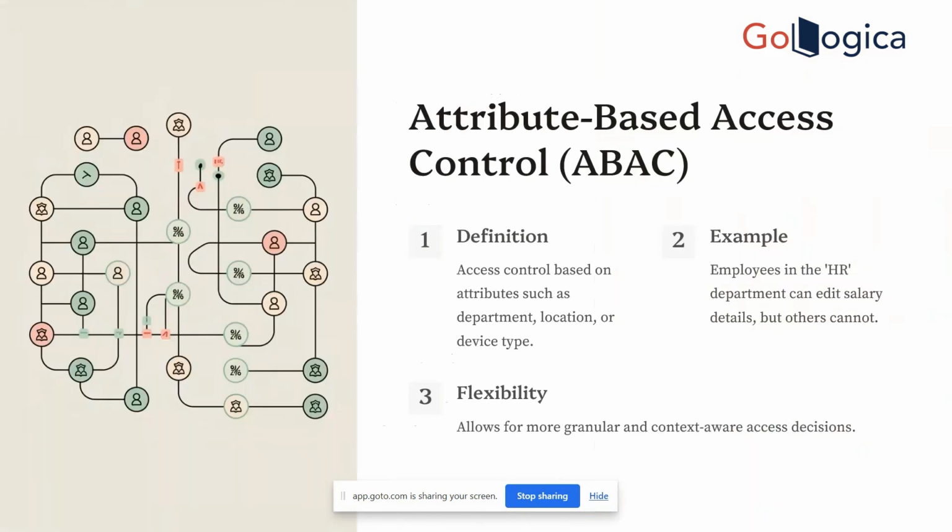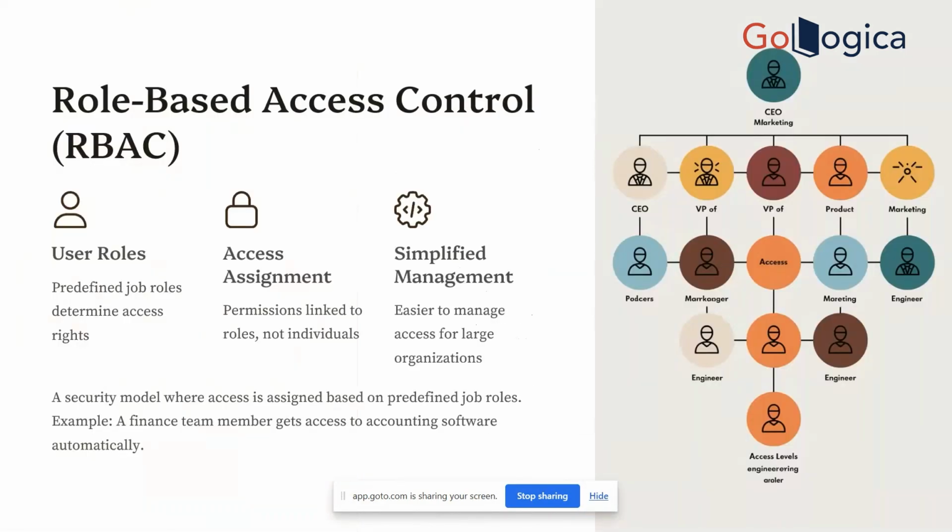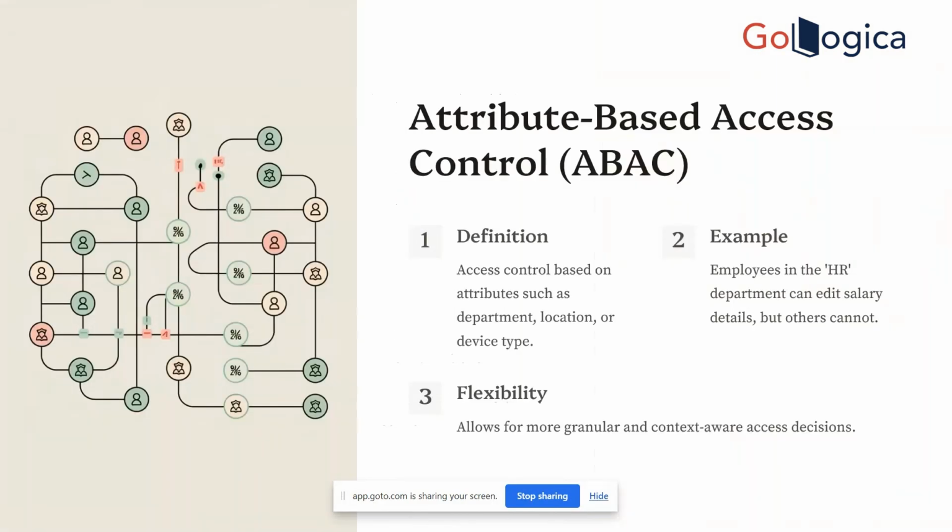Now there is one more term, we call it attribute-based access control. There should be some role. What's your role over here? You are a finance team member, correct? This is your role, you are an accounting person. So according to your role, this software access is granted to you, correct? Similarly over here, attribute-based access control basically means access control based on attributes such as department, location, device type. For example, the HR department can edit salary details but others can't.